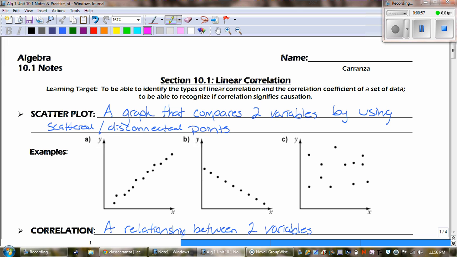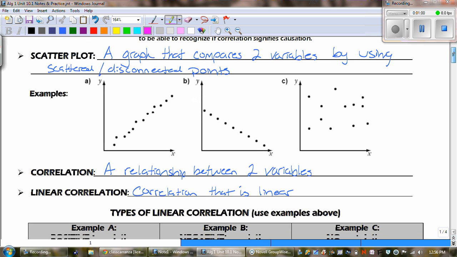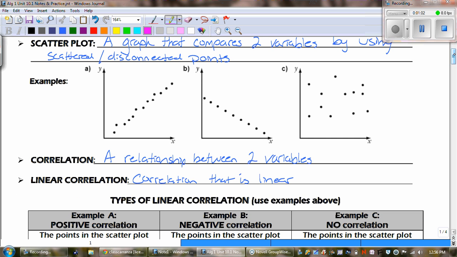And guys, if at any time I'm going too fast, please pause the video so you can get the definitions. Now, a correlation is a relationship between two variables. Right now we're just going to be talking about X and Y, but later we will be talking about real life examples. And then lastly, linear correlation. Linear correlation is a correlation that is linear. And you guys know that linear pretty much means it makes a line.